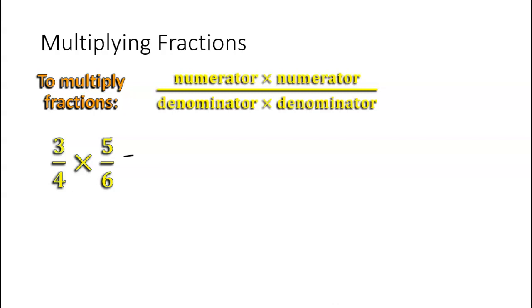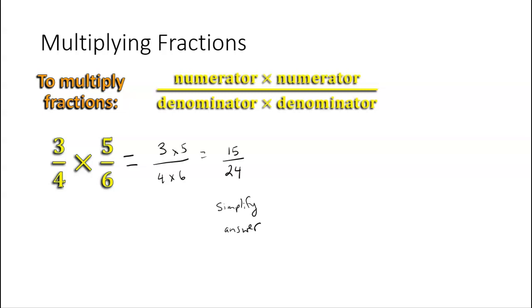So this means if we have an example like this, 3/4 times 5/6, this will end up being 5 times 3 over 4 times 6. So this will give us 15 over 24. Okay. Now we can also try to simplify our problem. So we can simplify our answer.